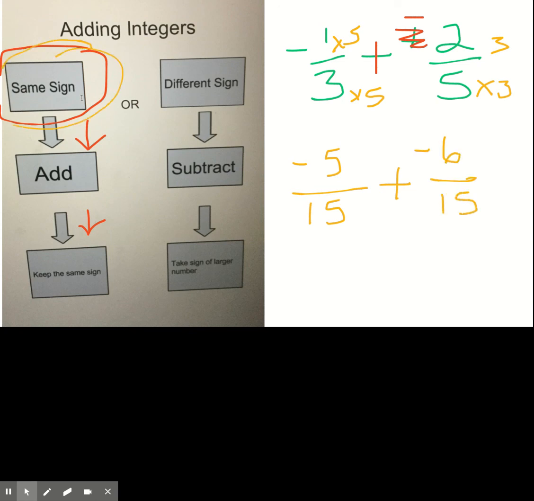Back here again, these have the same sign. We're going to add them together. 5 plus 6 is 11. The 15 stays the same. We keep the sign. So the answer is negative 11/15.